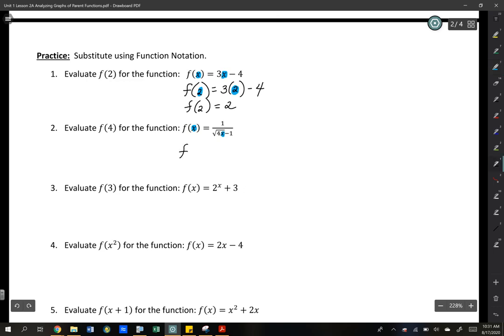We're going to replace, for number 2, x with 4, f of 4. Square root of 16 is 4, so we end up with 1 over 4 minus 1, so we get 1/3. All right, so for the rest of these, I would suggest pausing and then coming back and checking your work. F of 3 equals 2 to the third plus 3. So f of 3 is equal to 11.